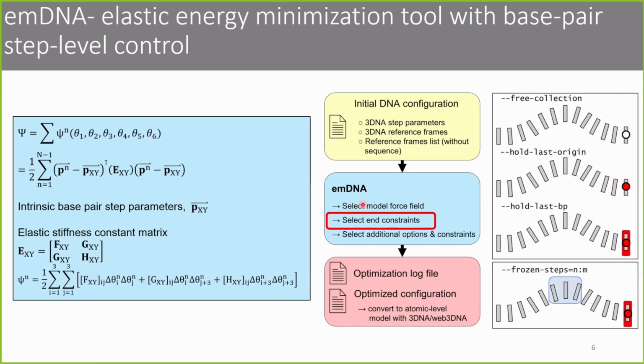emDNA also includes a novel feature that allows us to differentiate from models like molecular dynamics or Monte Carlo. It allows us to apply constraints to our system. We can freeze ends of the DNA fragments in a specific position and/or orientation in space. Not only that, we can also specify different regions along our fragment and, quote, freeze them out of optimization.